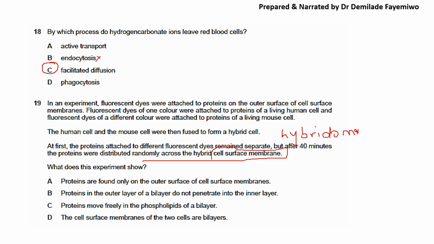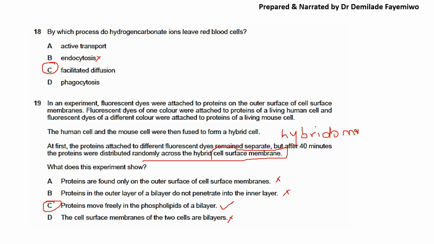But even if you were not thinking about that, you can also just pay attention to the words that are being used here. It says, what does this experiment show? Proteins are found only on the outer surface of cell membranes. That's not necessarily true. Proteins in the outer layer of a bilayer do not penetrate to the inner layer. That's not necessarily true either. Proteins move freely in the phospholipids of a bilayer. That is true. And the cell surface membranes of the two cells are bilayers. Well, that could also be true, but that's not what the experiment is showing us.